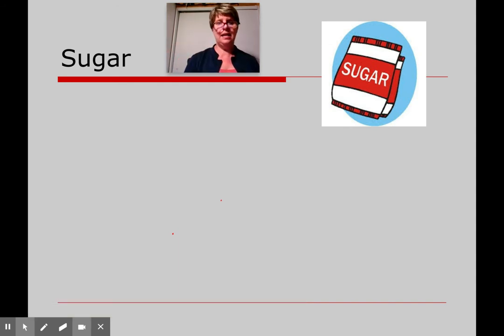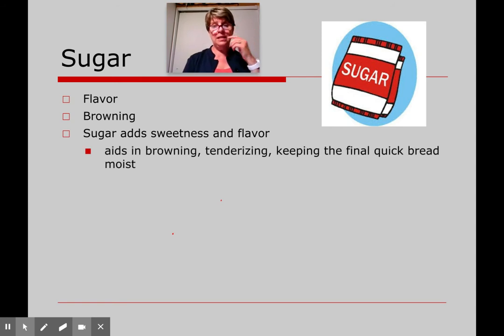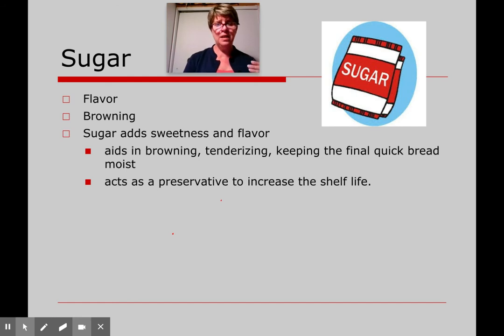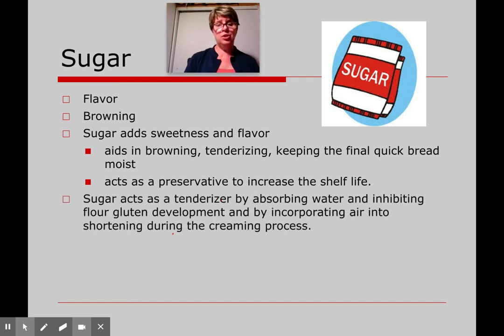Next one is sugar. Sugar, okay, gives you flavor, of course, but it also gives you browning. So if you were adding it on top of your biscuits before you put it in the oven, it would brown up the top of your biscuits. Sugar adds sweetness and flavor, as mentioned before, and aids in browning, tenderizing, keeping the final quick bread moist. It acts as a preservative to increase the shelf life. And sugar acts as a tenderizer by absorbing water and inhibiting flour gluten development and by incorporating air into shortening during the creaming process.